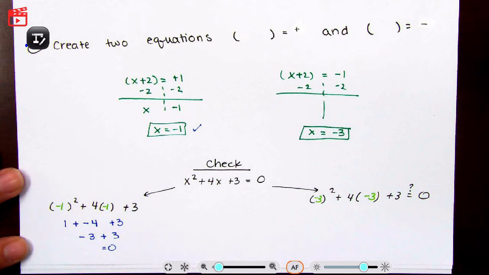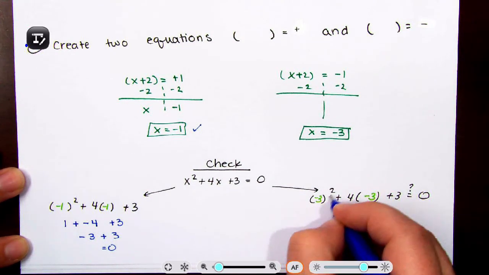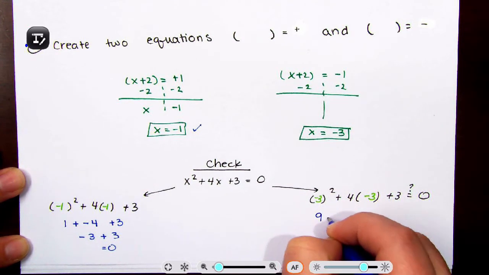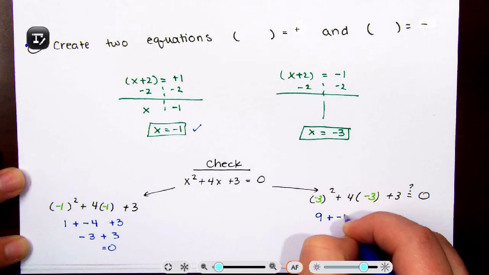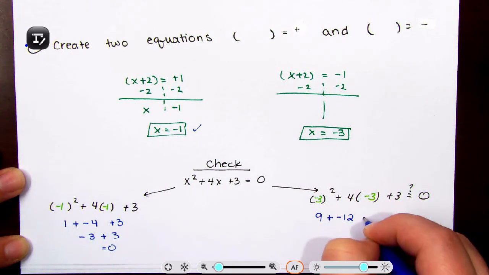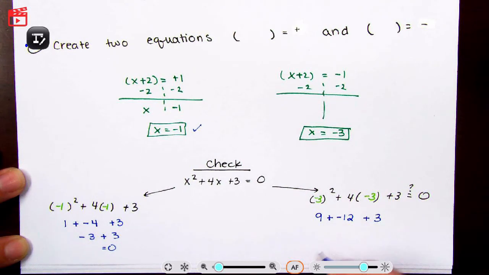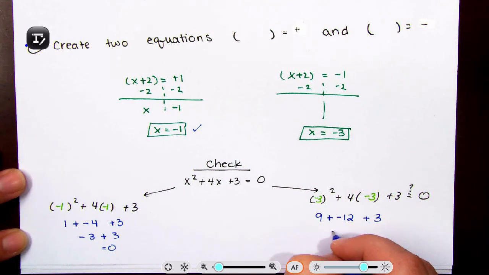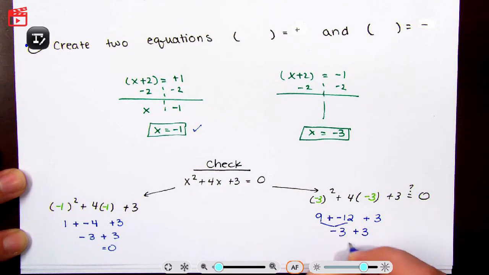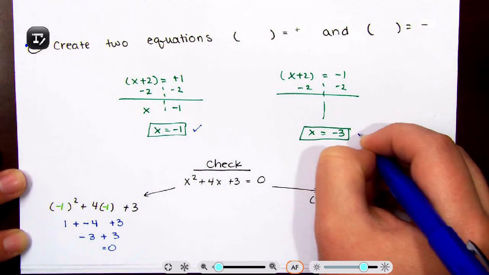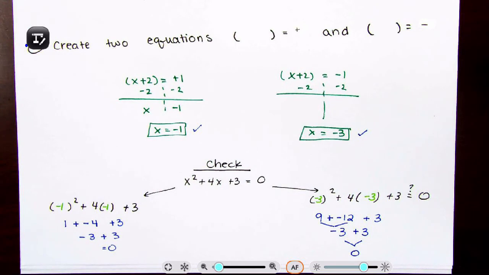It does work. Let's try this. Negative 3 times negative 3, that is a positive 9. 4 times 3, that is 12 with the negative, that means negative 12. And then plus 3 is left over. 9, 10, 11, 12, that means I have a negative 3 here after combining. And I have a positive 3 here, that means I do have 0. So that means I have both negative 1 and negative 3 for my answers.